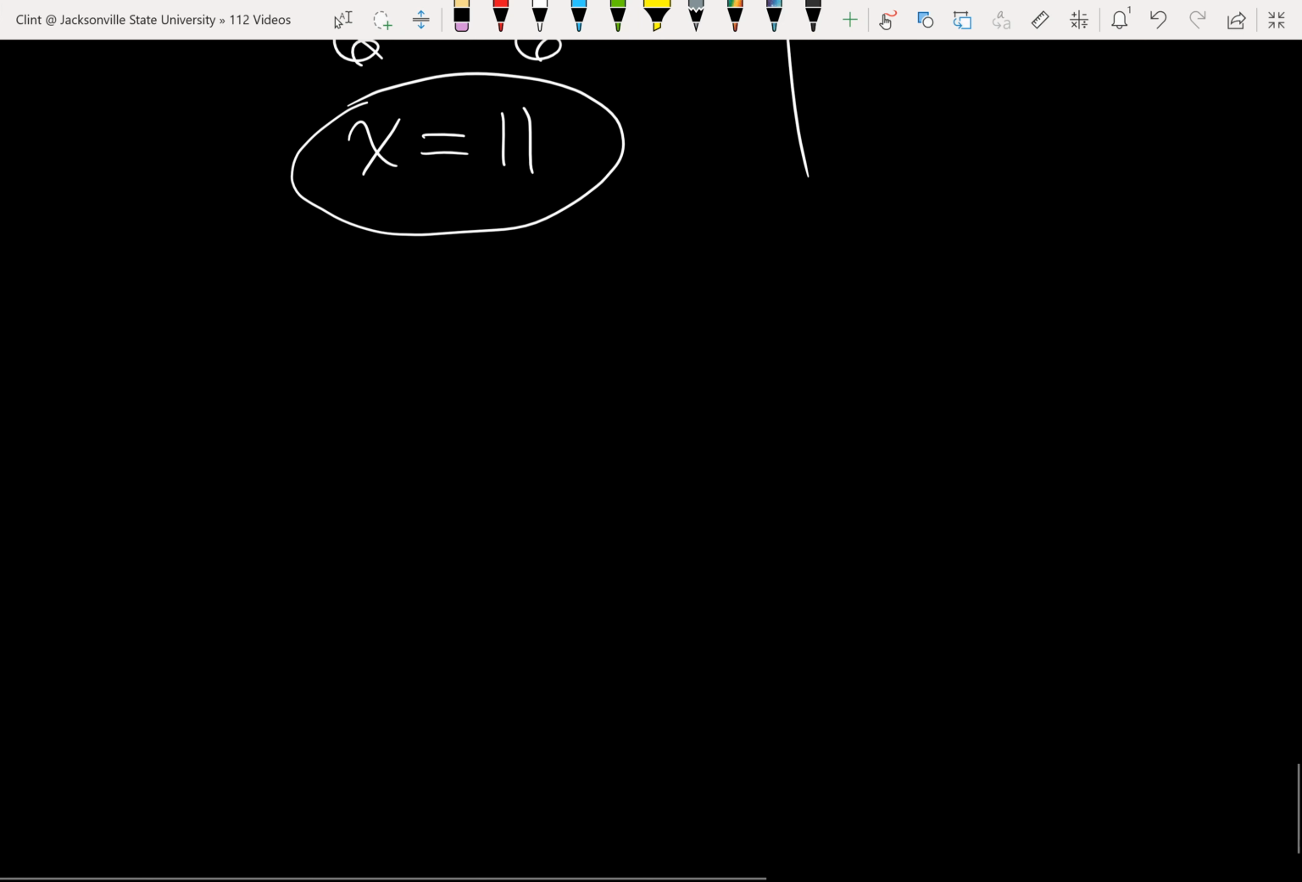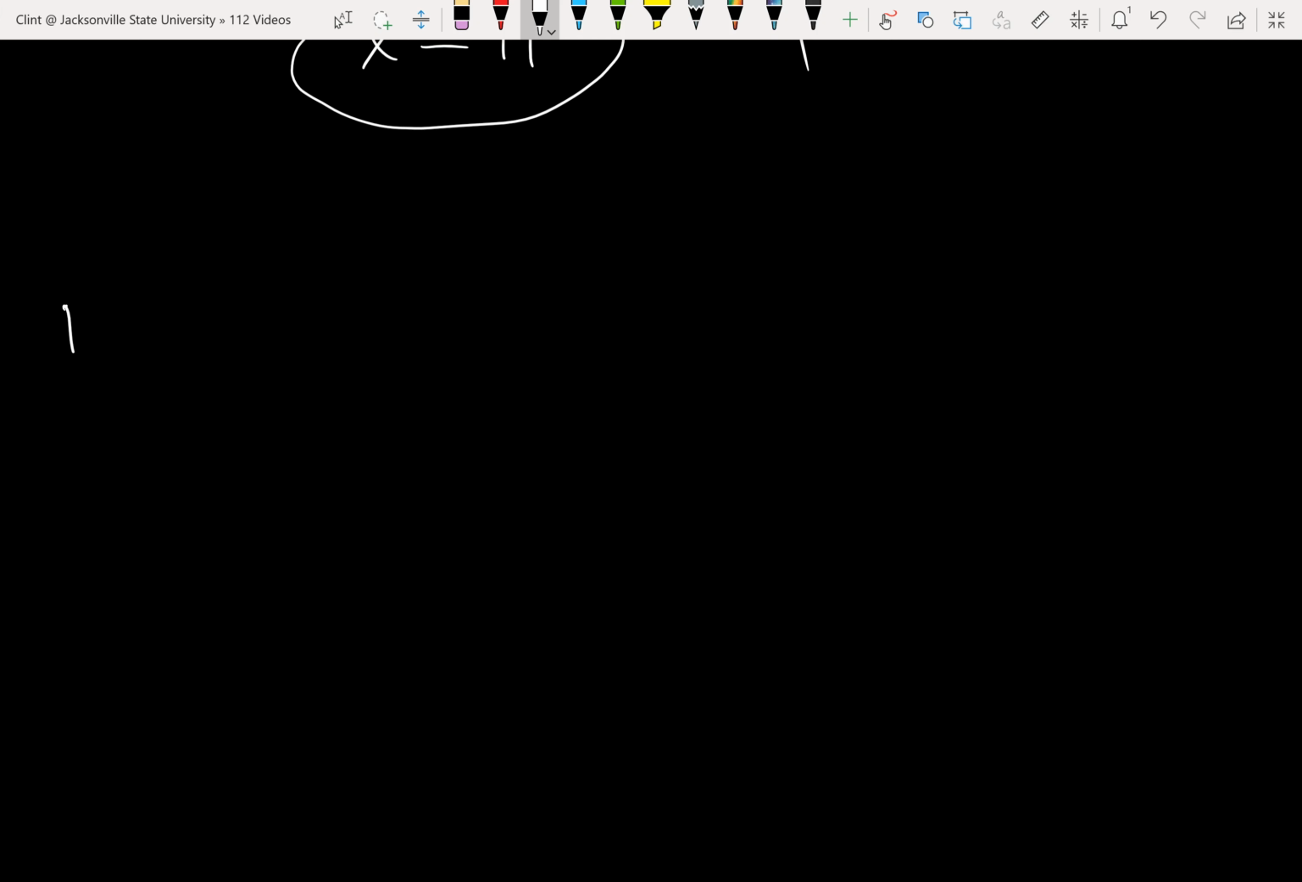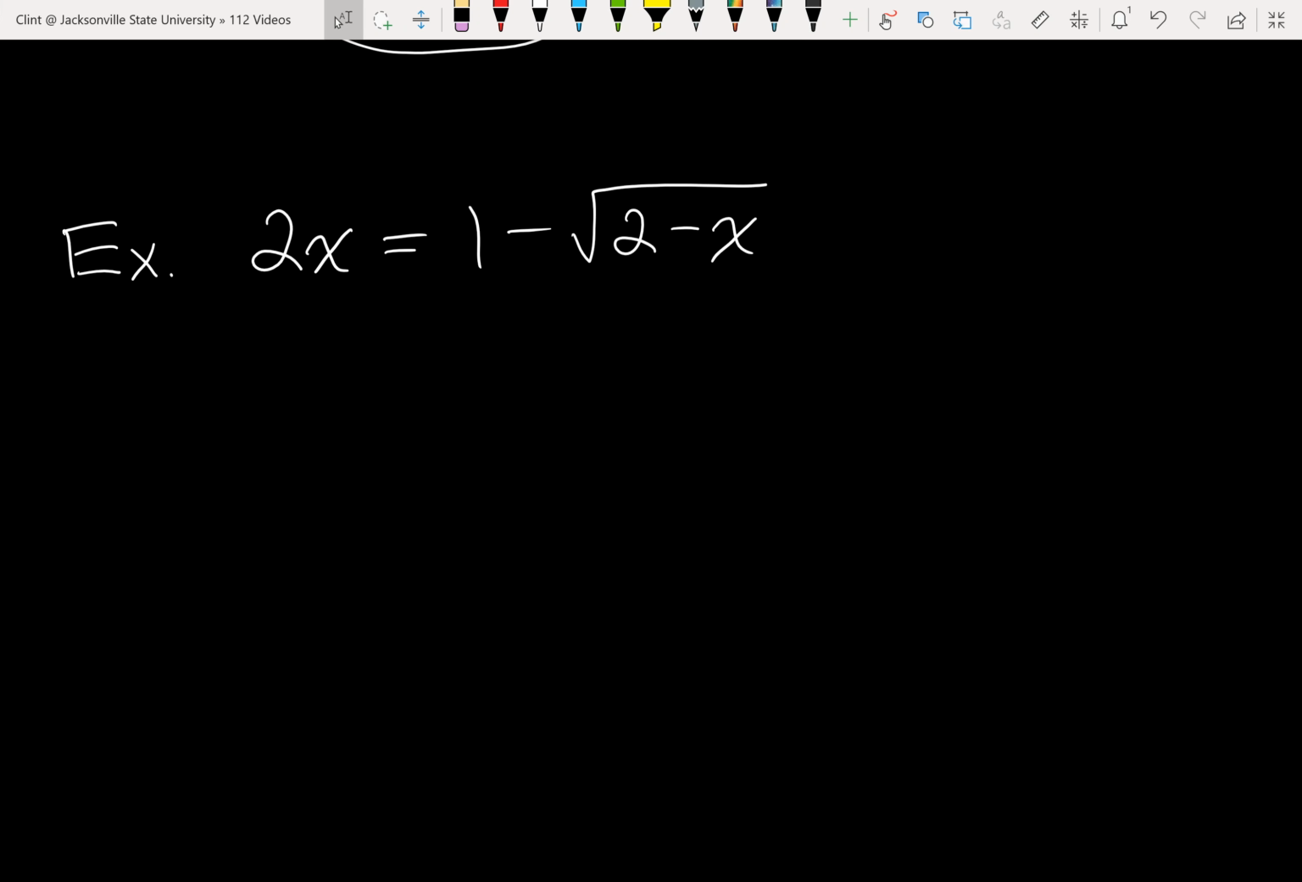Okay, one more here. This one says 2x equals 1 minus the square root of 2 minus x. Remember the very first thing we need to do is to get the radical by itself. So what I'm going to do is subtract 1 from both sides here. It's okay if we have a negative on the radical because we can take care of that pretty easily. But we want the radical by itself.